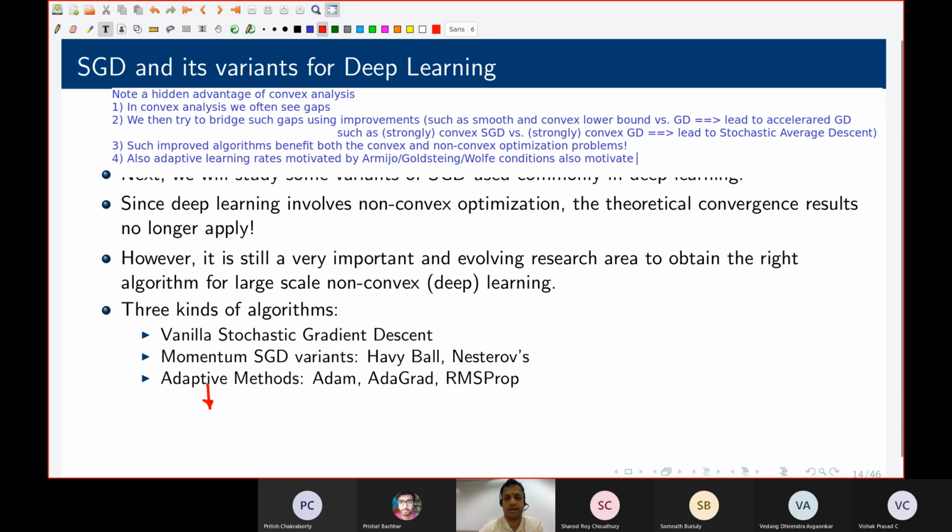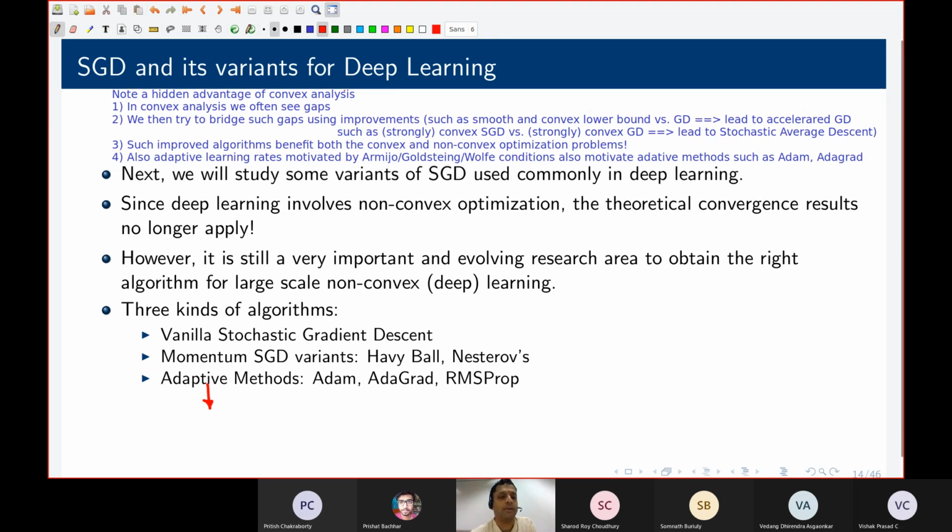Also motivate adaptive methods such as Adam. So you see the list here: Adam, Adagrad, which are algorithms you typically use. All of these do owe their genesis to adaptive learning rates in the non-convex settings.